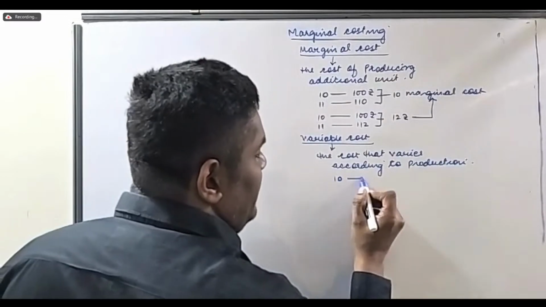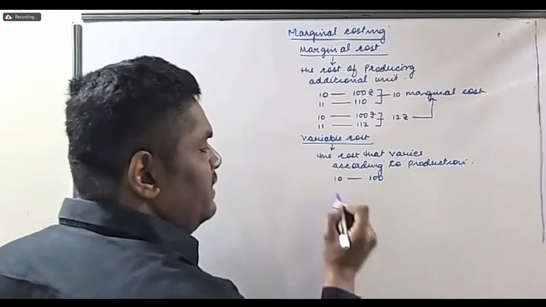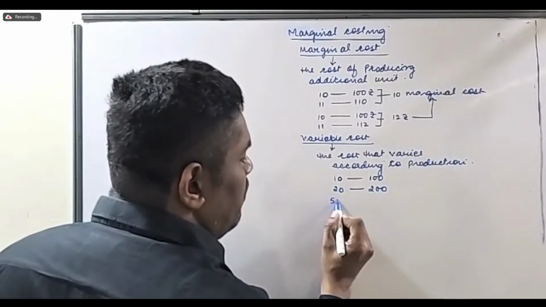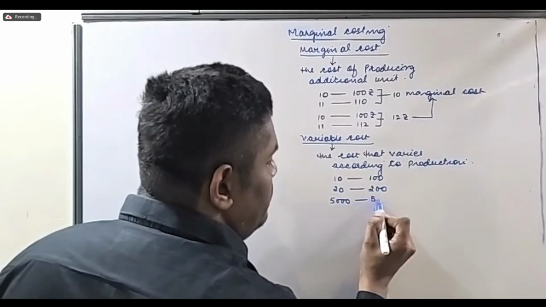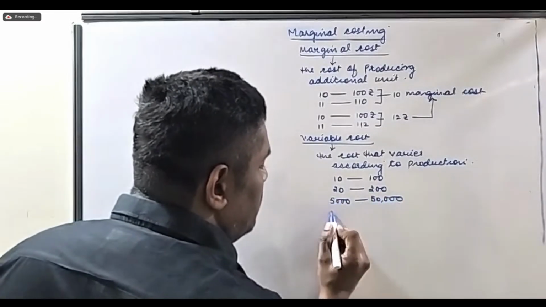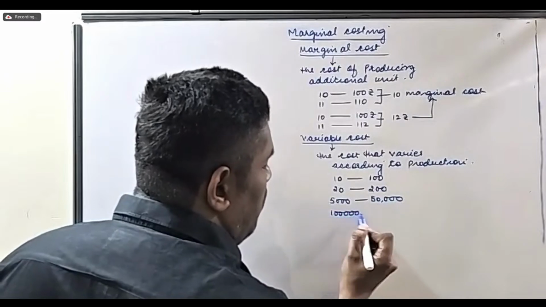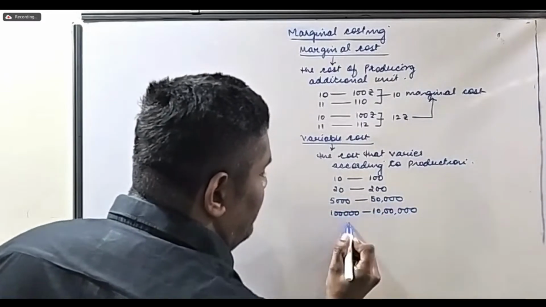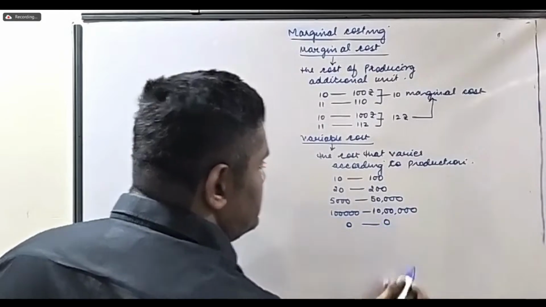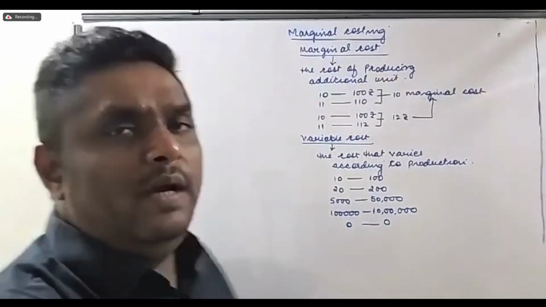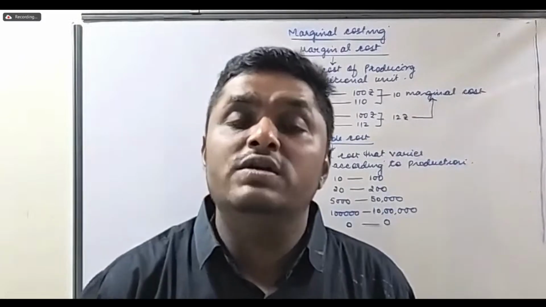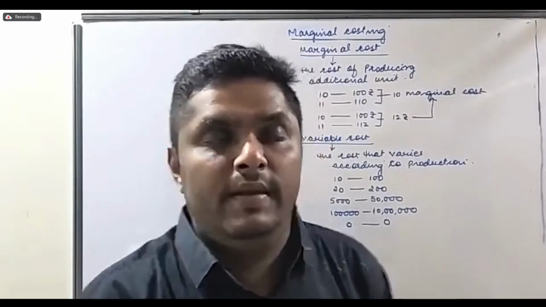Let's say that we are manufacturing 10 units and the cost is 100. So for 20 units, it will be 200. For 5,000 units, it will be 50,000. For 1 lakh units, it will be 10 lakh. And for 0 units, it will be 0. So what is variable cost? The cost that varies according to production.